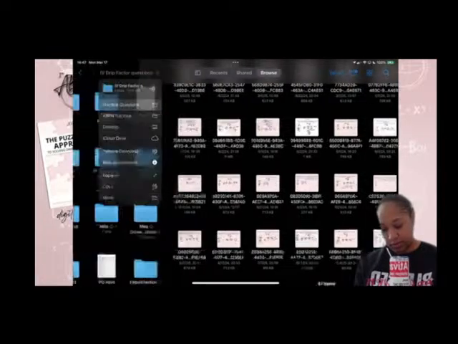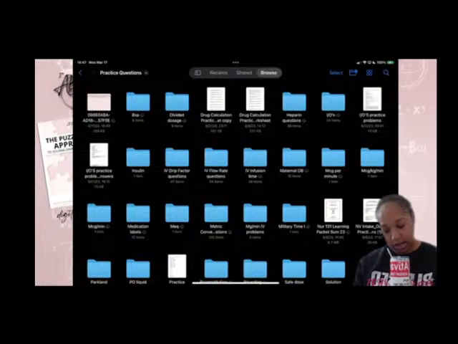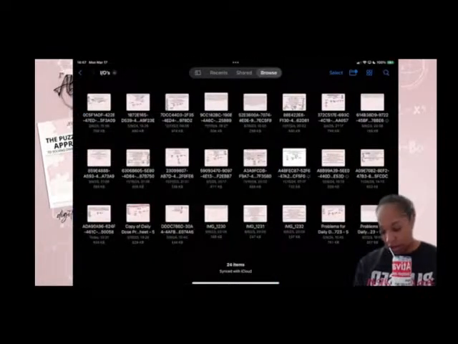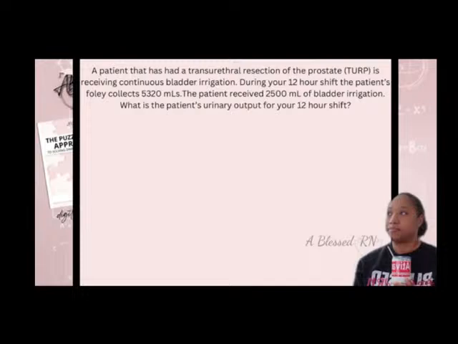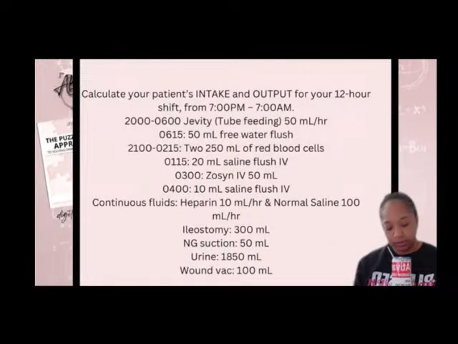Drip factor, practice questions, do I's and O's. This was a little different one. All right, let's do this one. So you calculate your patient's intake and output for the 12-hour shift, 7P to 7A. Okay, so you got all these medicines, right?